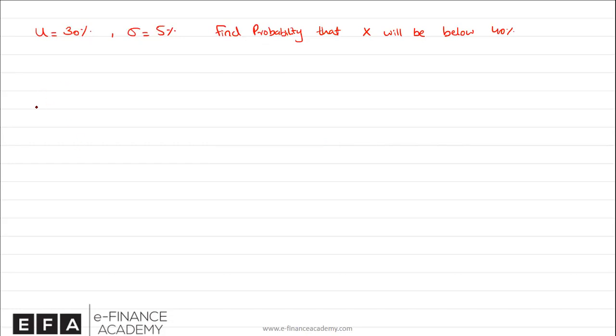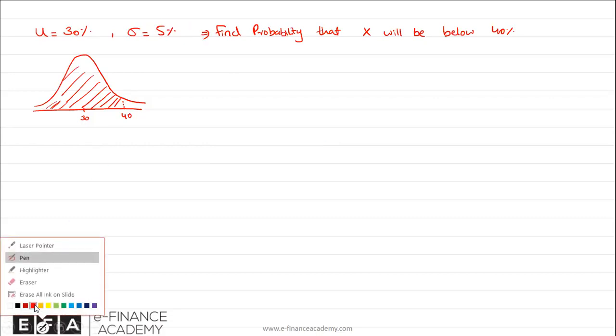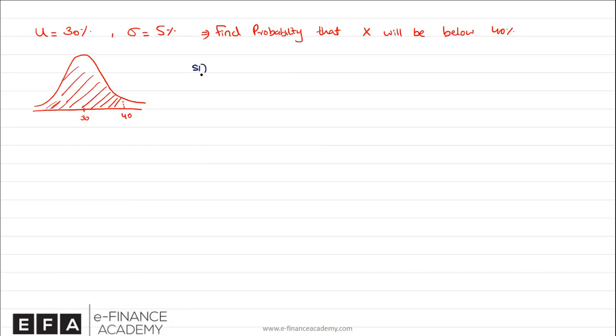So this is how we could look at it. This is how the data is distributed. The mean is around 30, and we want to find the probability that the random variable x will have a value below 40%. So we want to find this. The probability lies to the left of 40. As a first step to answer this question, we have to standardize this.